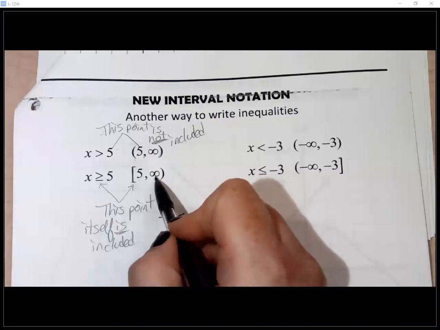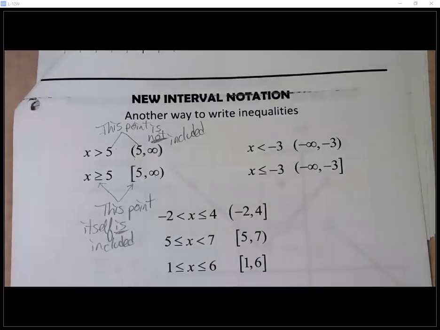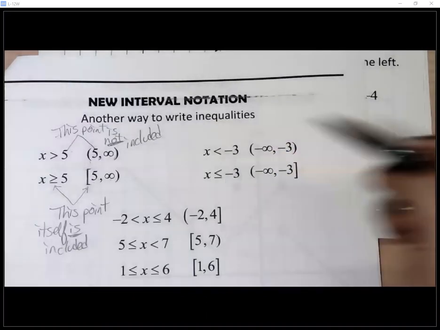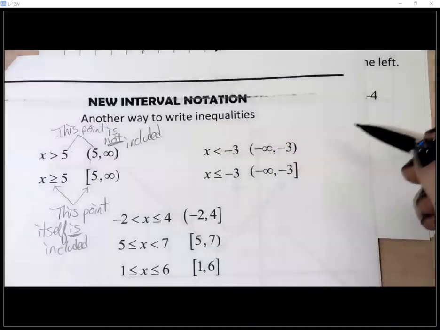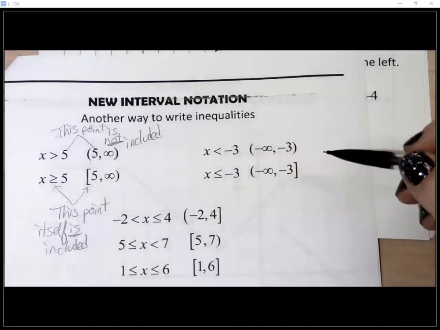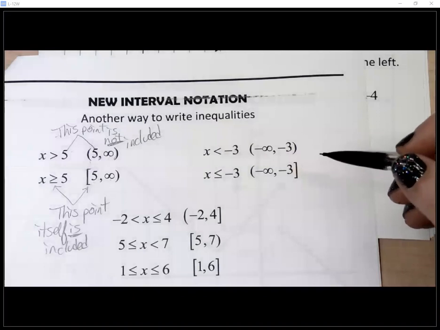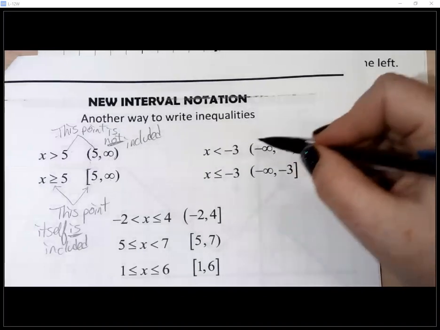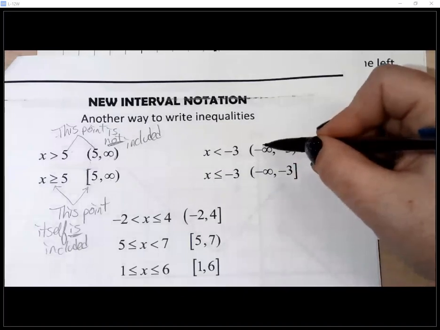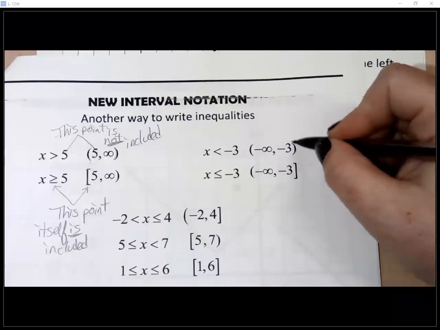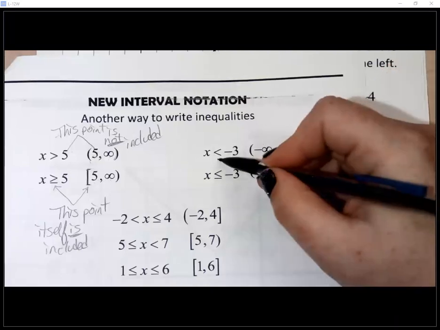What if I wanted to show less than? On the other side, you'll see I have x is less than -3. So I'm not starting at -3. I start at negative infinity and I'm going to come up to -3. -3 is going to be the highest that I get. So we start at negative infinity and end at -3. You'll notice again, I'm using the smooth parentheses because I don't have the or equal to.